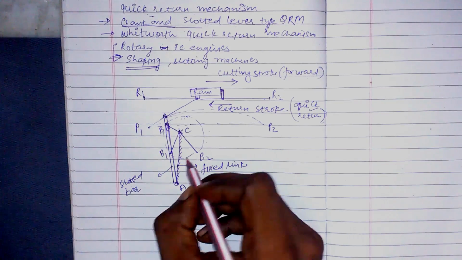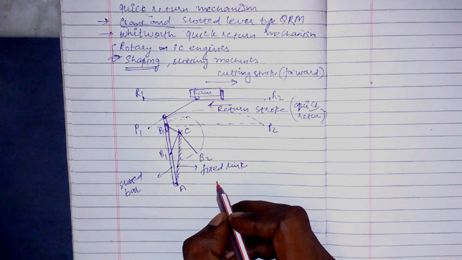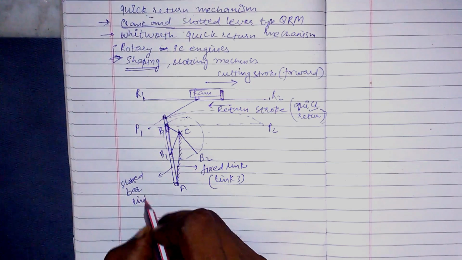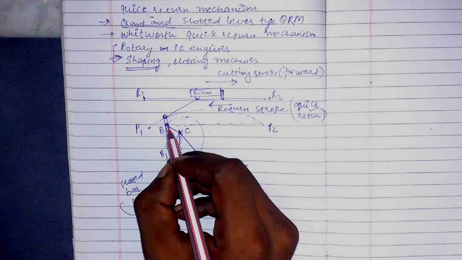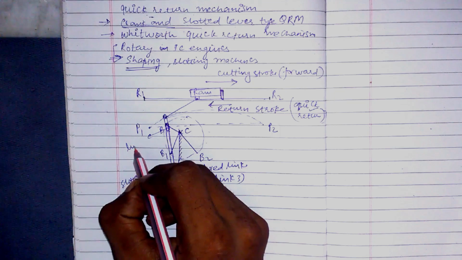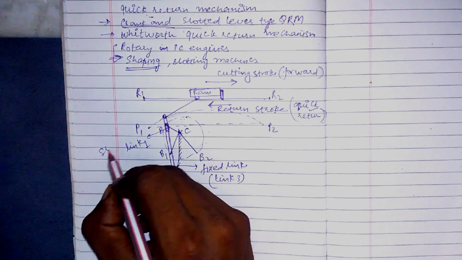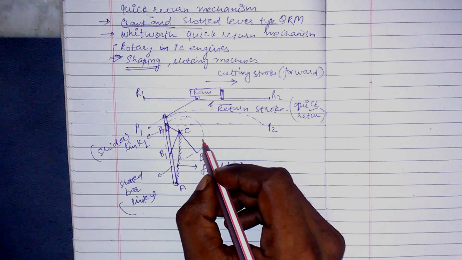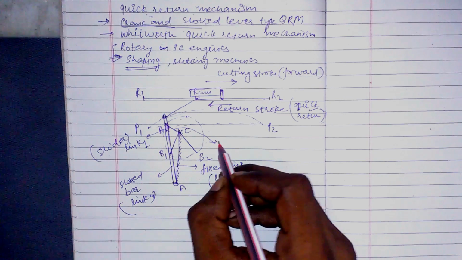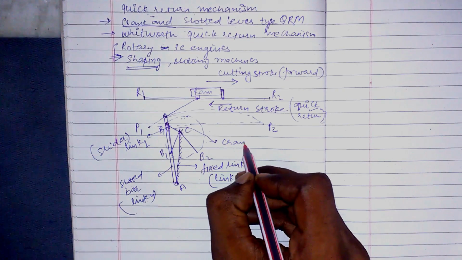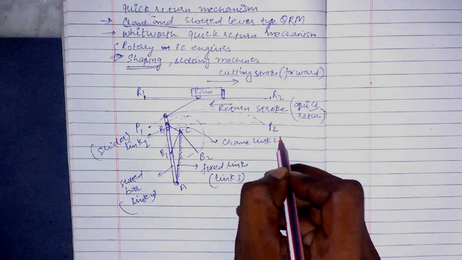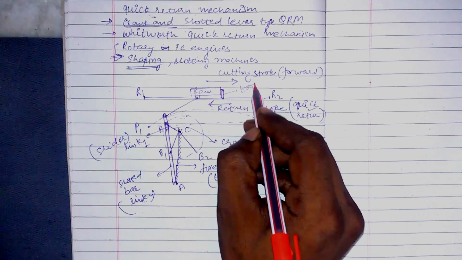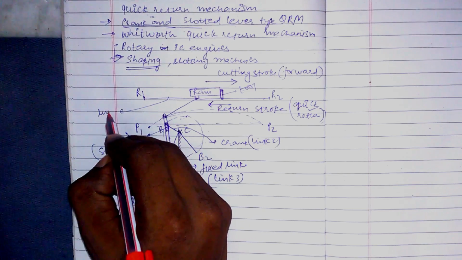This is B1, this is B2, and this is the fixed link. The fixed link is link 3, and this one is link 4, and this is the slider, so it is link 1, the slider, and this one is link 2. This is the tool, this is the line of stroke.